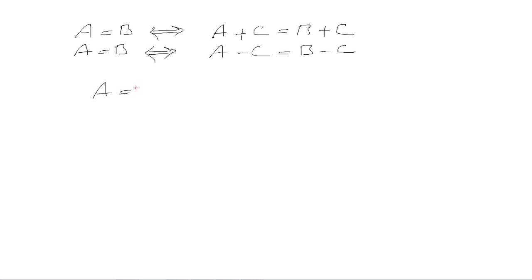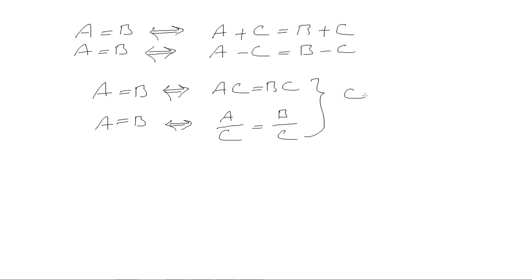A equals b is equivalent to AC equals BC, and A equals B is equivalent to A over C equals B over C, and in these two cases C has to be a non-zero value. So this cancellation law means that you can multiply both sides of an equation by a non-zero value, or you can divide both sides of an equation by a non-zero value and the equation still holds.